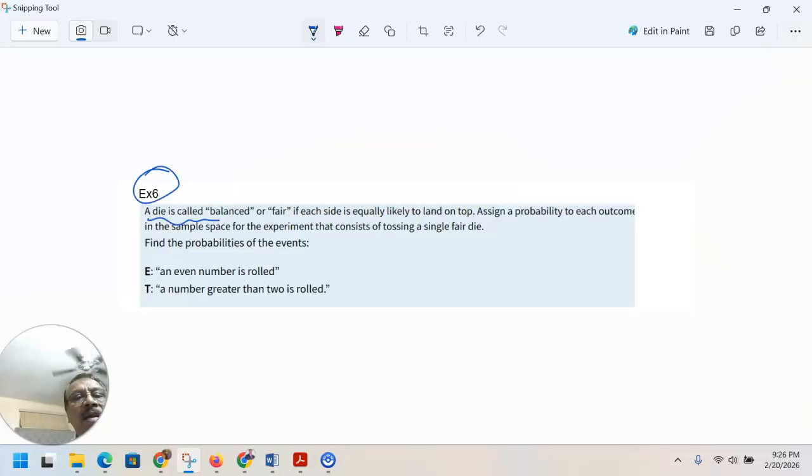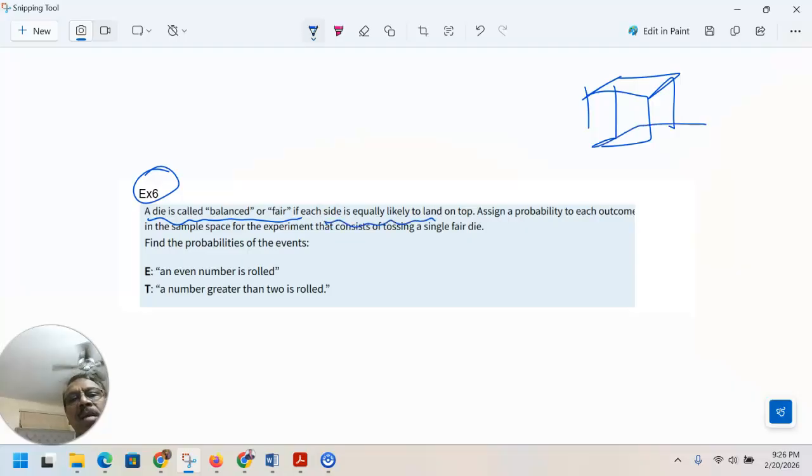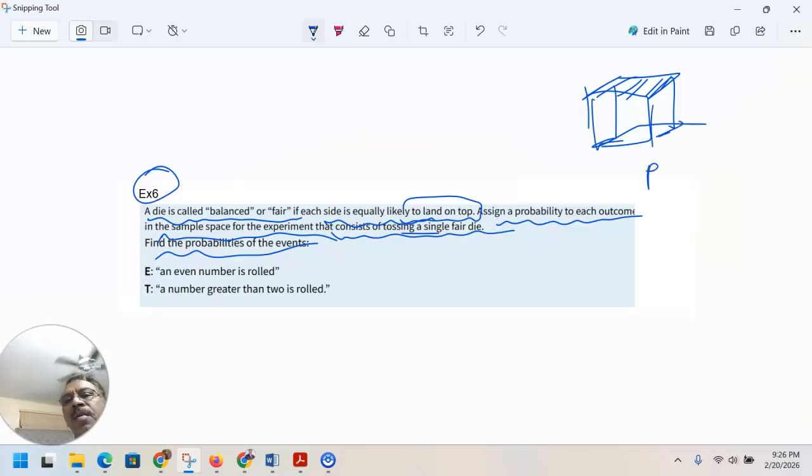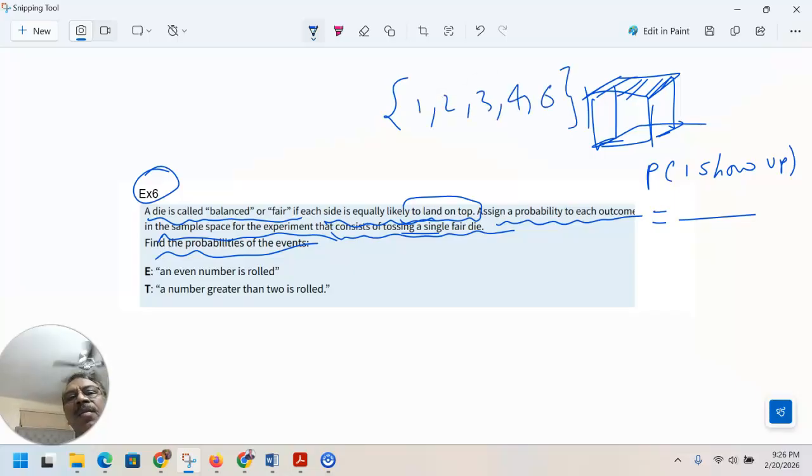Example number 6 says the die is balanced. This also I explained. A die is balanced if each side is equally likely to land on top. Assign a probability to each outcome in the sample space for the experiment that consists of tossing a single die. In this case, it's probability of one shows up. What does that mean? Of course, the sample space has one, two, three, four, five, six. These are all options for the sample space. There are six of them. So out of six, one shows up means one out of six.